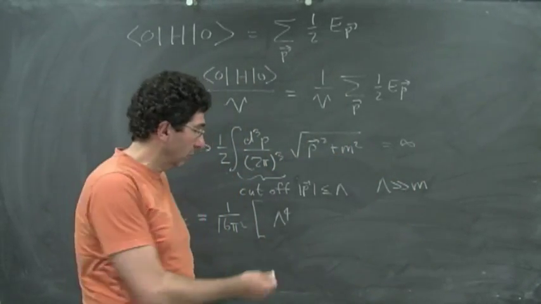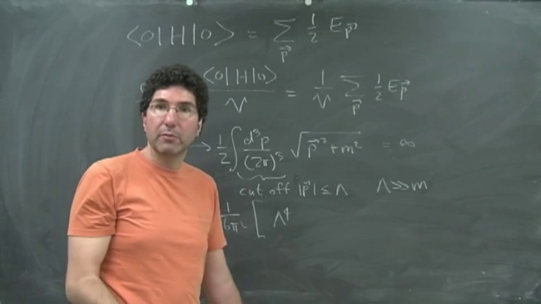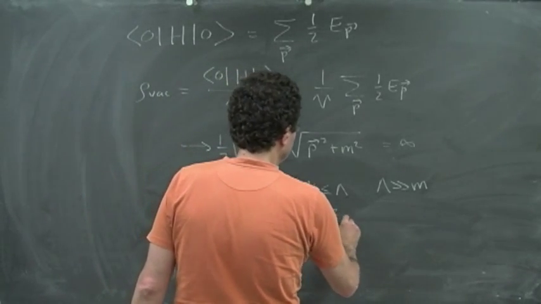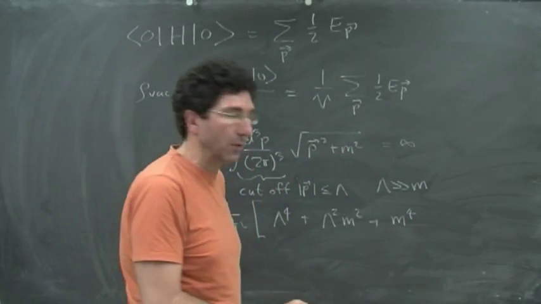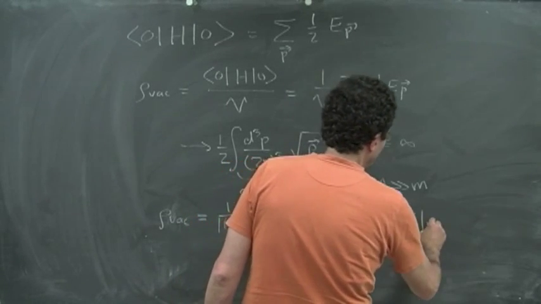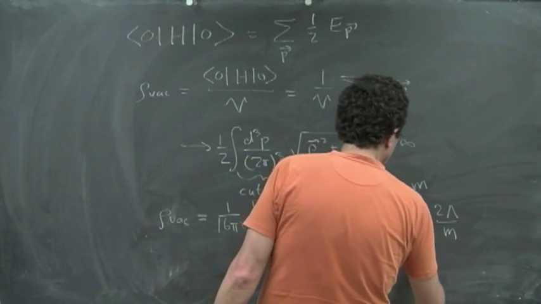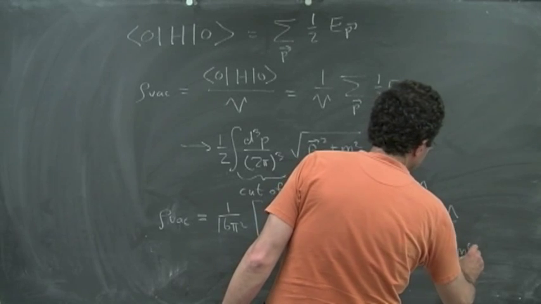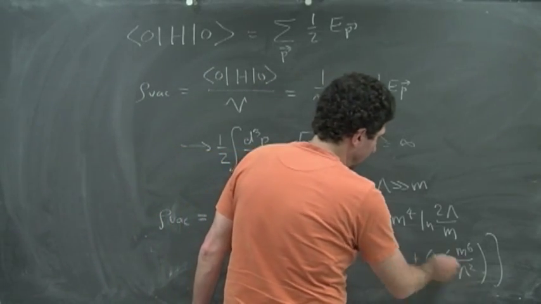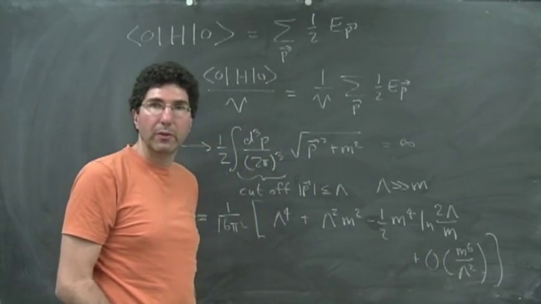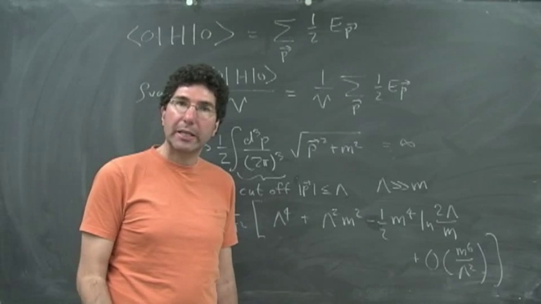Since I want lambda to be bigger than every physical scale, it must be bigger than m. So the leading term is lambda to the 4th. What else would it be? And then there's a lambda squared m squared piece, and then there's an m to the 4th piece with a prefactor, I think, minus a half, log 2 lambda over m. So I'm expanding in large lambda, and the terms that I've left out are of order m to the 6th over lambda squared. So the terms that I've left out, instead of being big as lambda goes to infinity, are actually small. Okay?